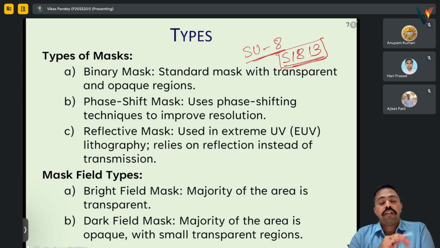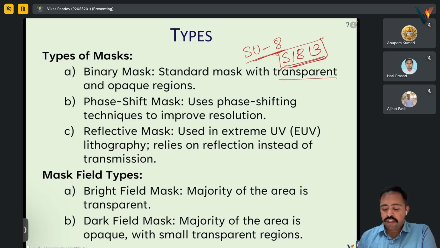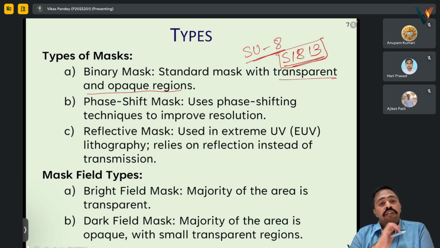What are the types of these masks? One is the binary mask. That is simple binary, like 0 and 1, opaque and transparent. A standard mask with transparent and opaque regions. The second one is the phase shift mask.